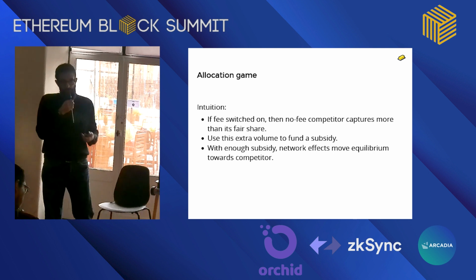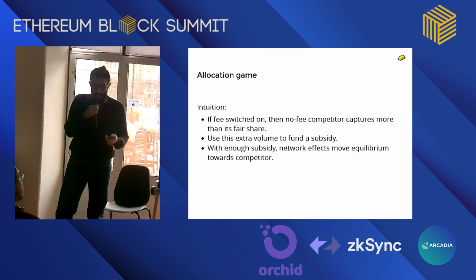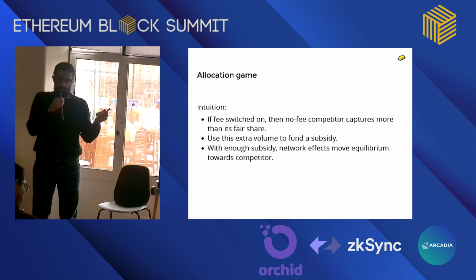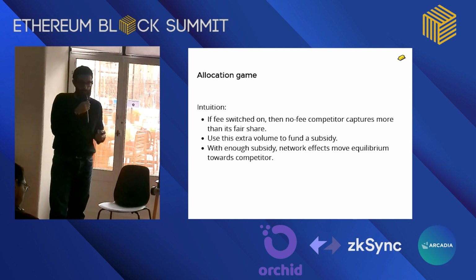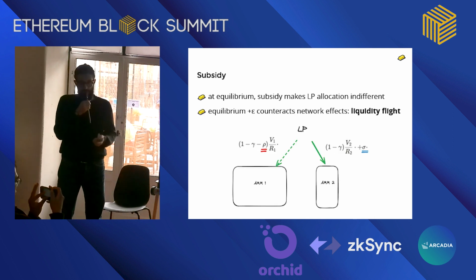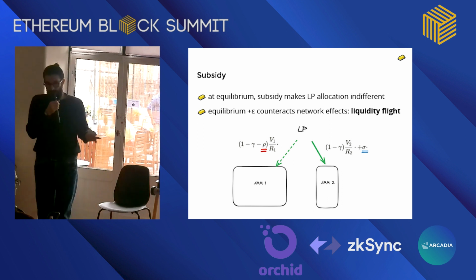We use this extra volume that comes to the competitor to fund the subsidy. We'll see how, and with a big enough subsidy, we can make the network effect change balance and go to the second AMM rather than the first one. So I'll give some quick intuitions about how that works. So the point, I tried to show this already before.